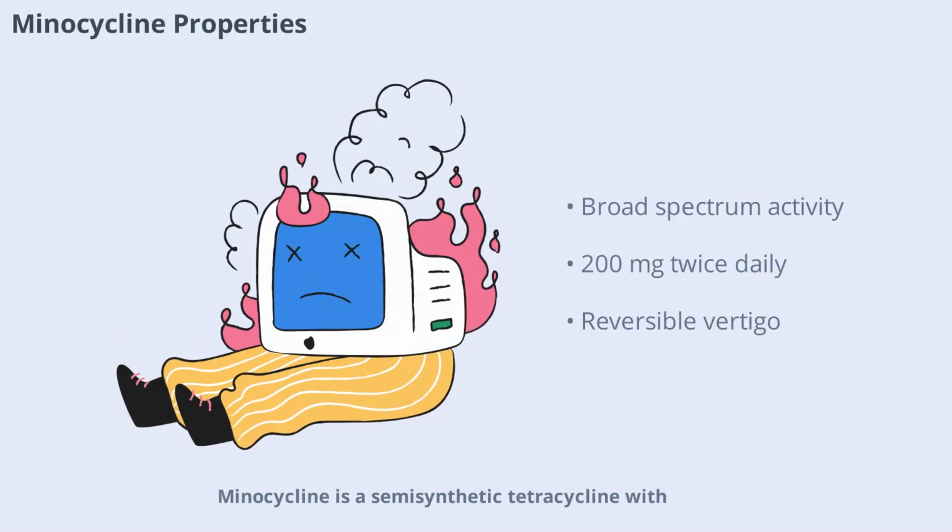Minocycline is a semi-synthetic tetracycline with a broad spectrum of antibacterial activity, especially effective in adult periodontitis. The recommended dosage is 200 mg twice a day for 1 week. Side effects include reversible vertigo, which should be monitored during therapy.